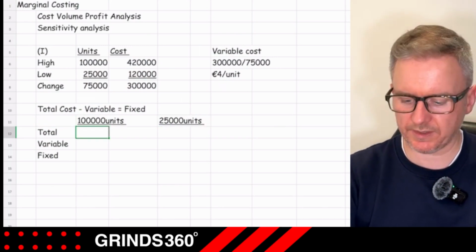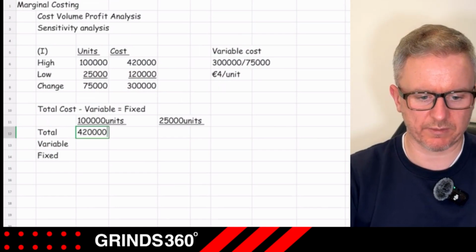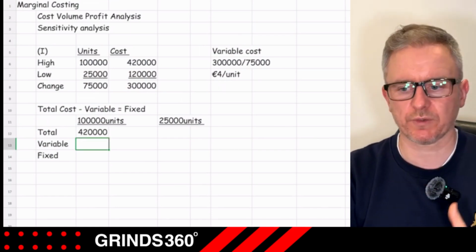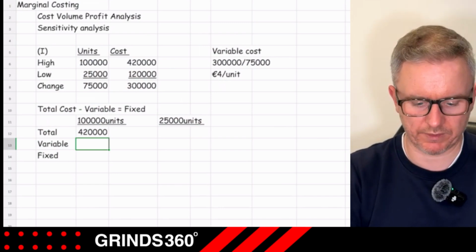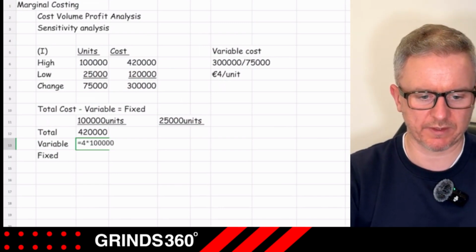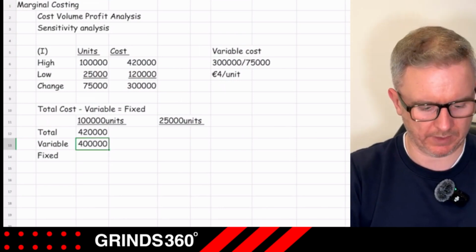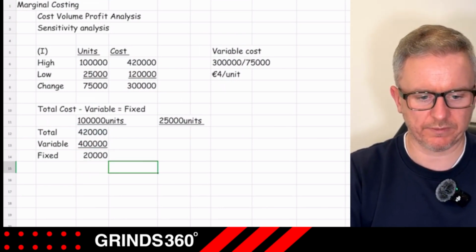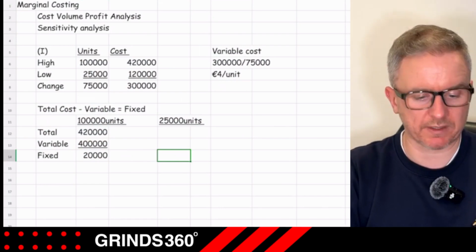The total cost when it was 100,000 units was 420,000. The variable cost per unit, we have just worked out, it's €4 per unit. So we're saying 4 multiplied by 100,000 units. That's all we're showing there. And we get a total then of 20,000. So that's our fixed cost.